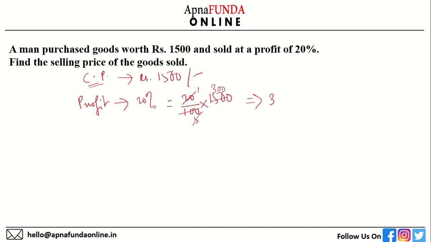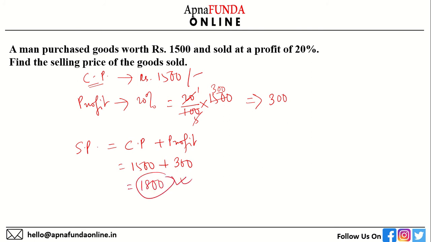So profit is 300, selling price, which is equal to cost price plus profit, is equal to 1500 plus 300, which is equal to 1800. This is my answer. I hope you have solved along with me and this is the answer you have got.